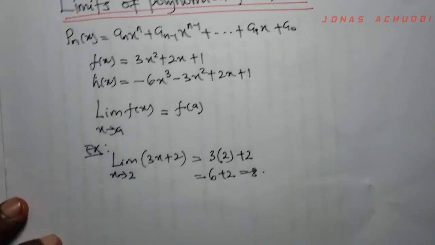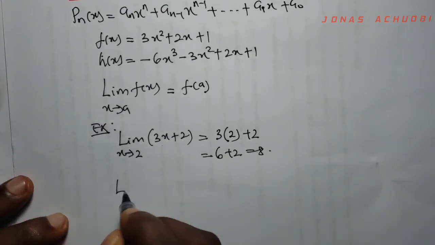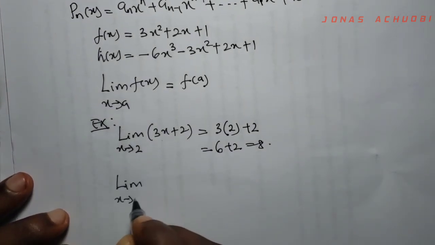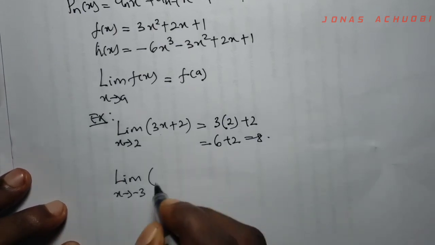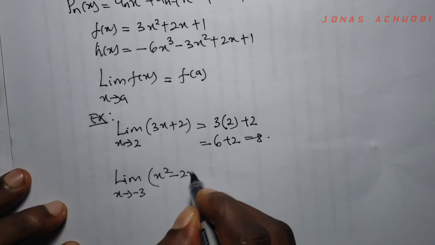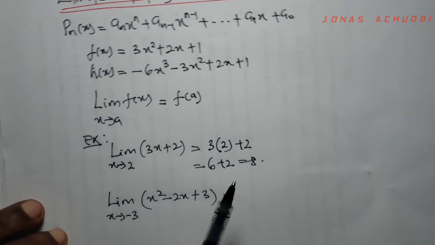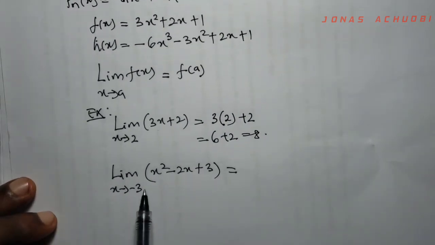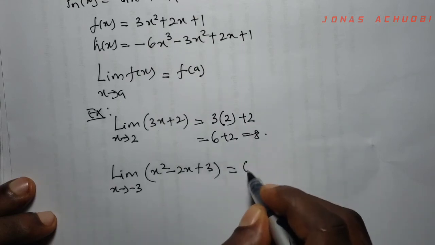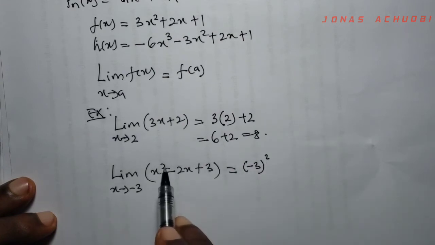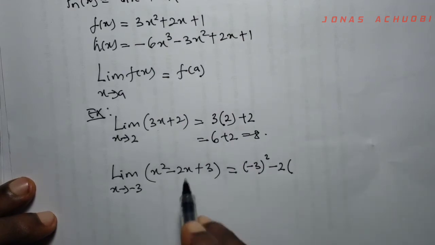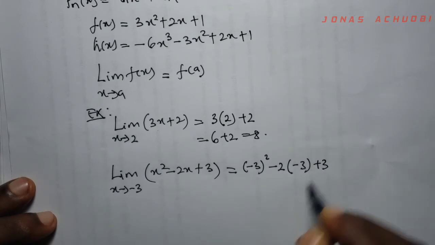8. Another example is if we wish to evaluate the limit as x tends to -3 of the function x squared - 2x + 3. Again, the function x squared - 2x + 3 is a polynomial function, but this time of degree 2. So we substitute the point -3 into the function to get the limit. So this gives us (-3) squared, because x is squared here, - 2 times (-3) + 3.